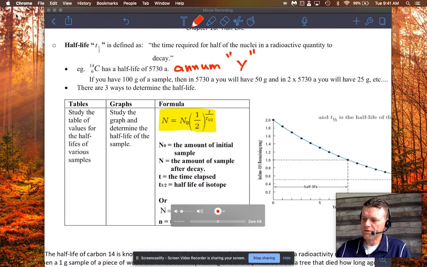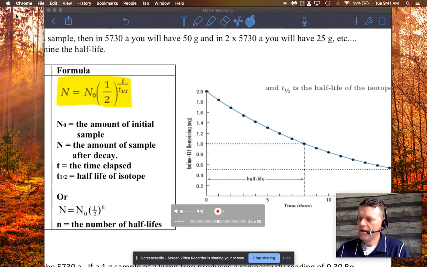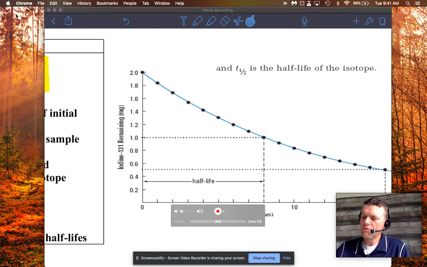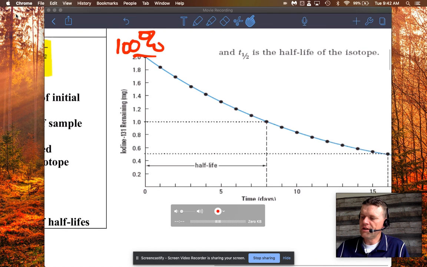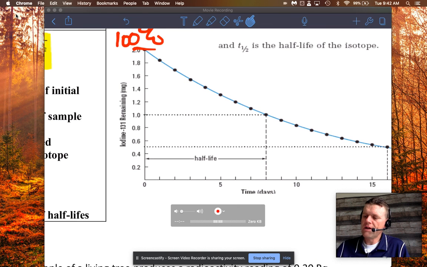A graph would look definitely something like this, where you'd start with 100% sometimes. But whatever's on the y-axis, here it's starting out with milligrams of iodine 131. Okay, so this is an unstable isotope of iodine. Let me move this up here so you can see it. As time progresses, you have less and less of the original sample that is still iodine 131, like it's decayed into something else more stable, okay?